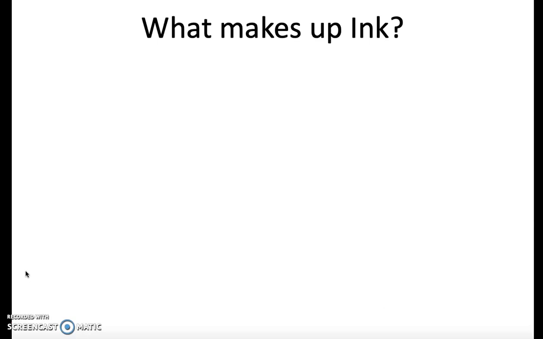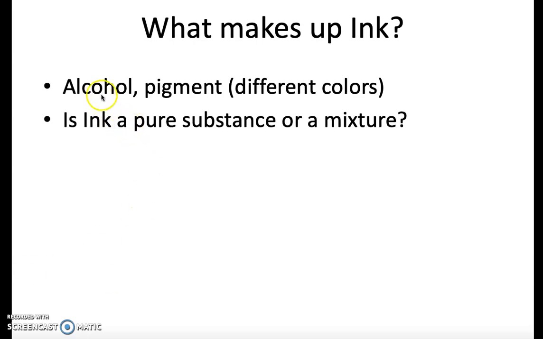So, for example, let's look at ink. What makes up ink? What is in ink? Like black ink, blue ink, purple ink. What makes it up? Well, essentially there's alcohol and there's the different colors, which we call pigment, and they're mixed up to form that color ink.